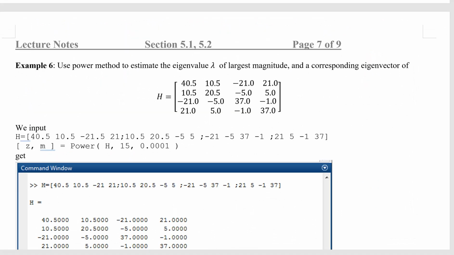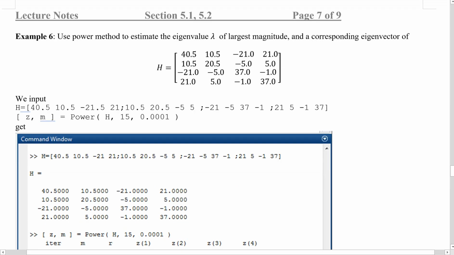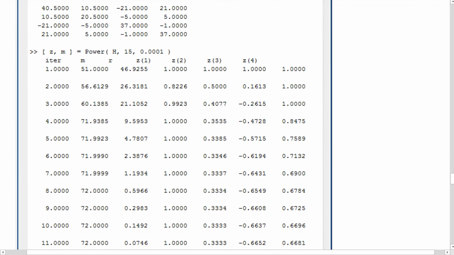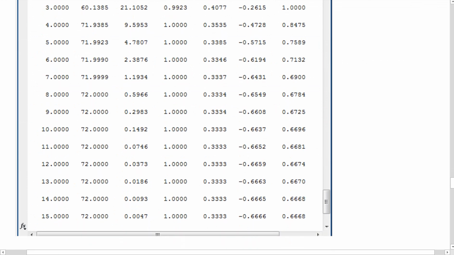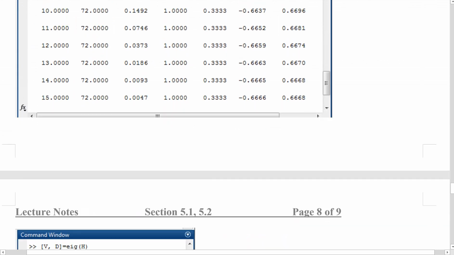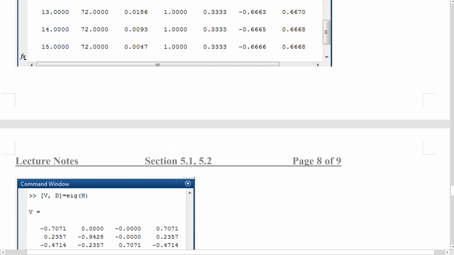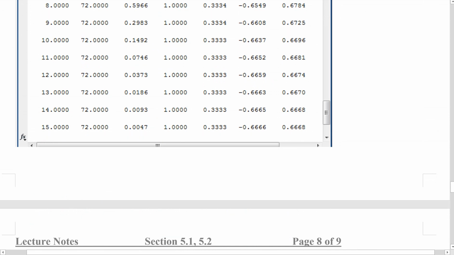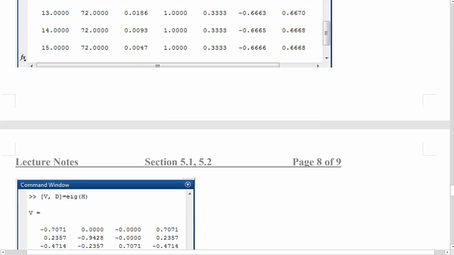So let's look at the following example 6. We also have a matrix H. It's a 4x4 matrix. So we can input this matrix in MATLAB and then use the power method to compute. And this is what we get. You can see, wow, after 15 steps, it still hasn't converged, right? In the last example, we only used 5 steps and it converged, because the eigenvalue with the largest magnitude is well separated from the next largest eigenvalue.